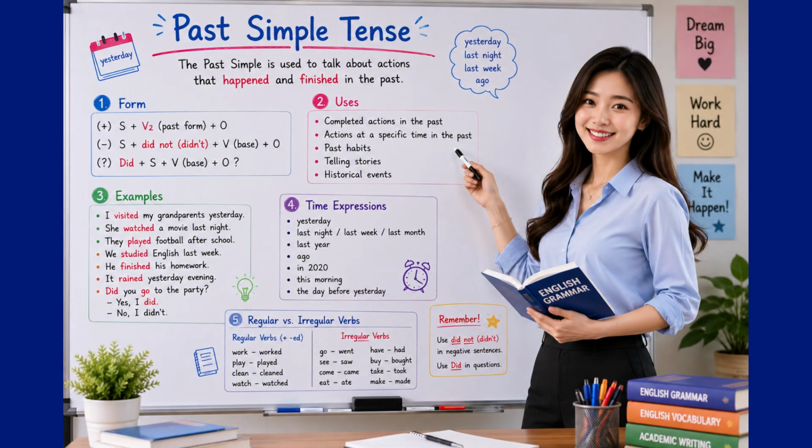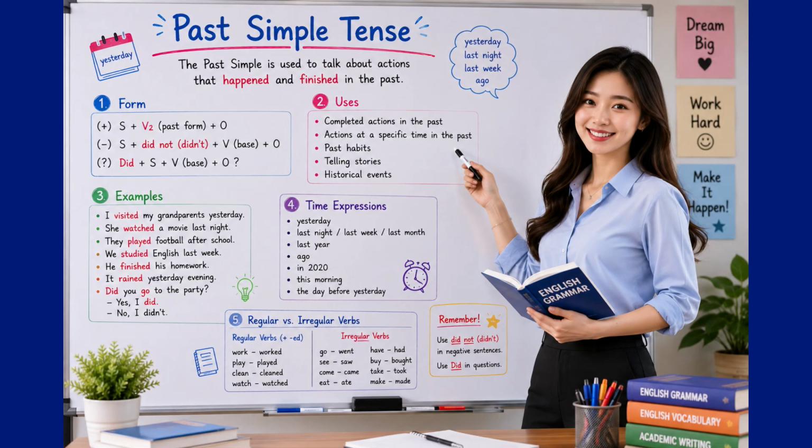Questions: to make a question, use did plus subject plus base verb. Examples: Did you go to school yesterday? Did she call you? Did they enjoy the party? Did he finish the project? Short answers: Yes, I did. No, I didn't. Yes, she did. No, she didn't.